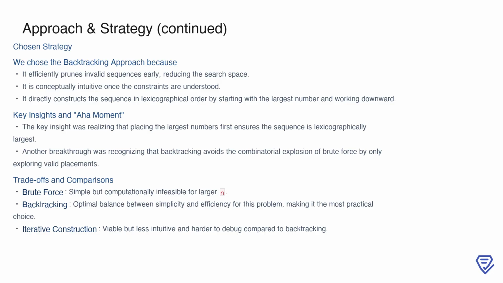Another breakthrough was recognizing that backtracking avoids the combinatorial explosion of brute force by systematically ensuring constraints are met at every step. Comparing the three approaches, brute force is simple but infeasible for larger values of n, while iterative construction is viable but more cumbersome to implement and debug. Backtracking strikes the perfect balance between simplicity and efficiency, making it the most practical choice for this problem.